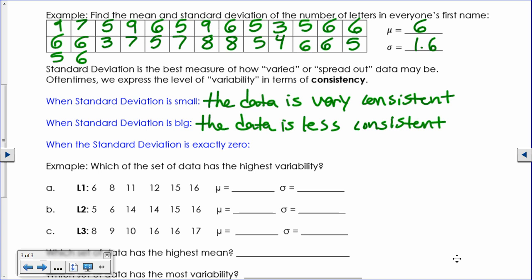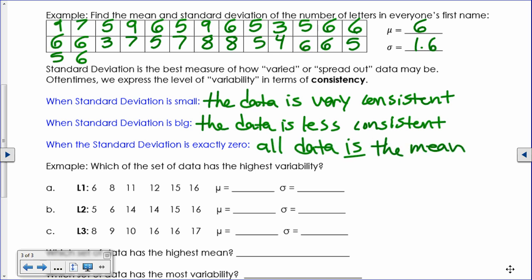What do you think it means when the standard deviation is exactly 0? All the numbers are the same, but what number are they? Not 0. The mean. It means that all the numbers are the same and they are the mean, so all data is the mean.